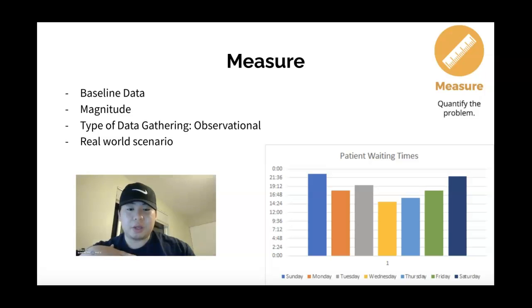In our hypothetical scenario, we would have gone to a clinic each day of the week and calculated the average waiting time. And in this chart right here, you can see that the average waiting time tends to peak around the 20-minute mark across the board.